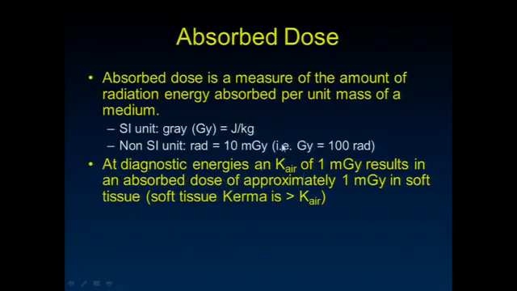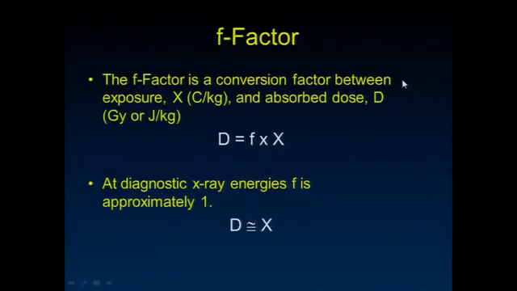At diagnostic energies, an air kerma of 1 milligray results in an absorbed dose of approximately 1 milligray in the soft tissues. Not quite. Usually the soft tissue kerma is a little bit greater than the air kerma. Remember, the soft tissues have a little bit higher Z than air does. So actually there's a little bit more energy deposited there, and usually that's about 1.1 times. And then unfortunately, as radiation goes through, we talked about these backscattering events that can occur. If you include a little bit of backscatter as well, this number can maybe go from 1 to 1.5 if you wanted to convert the air kerma to the soft tissue kerma. But as a rough ballpark, they're fairly close to each other.